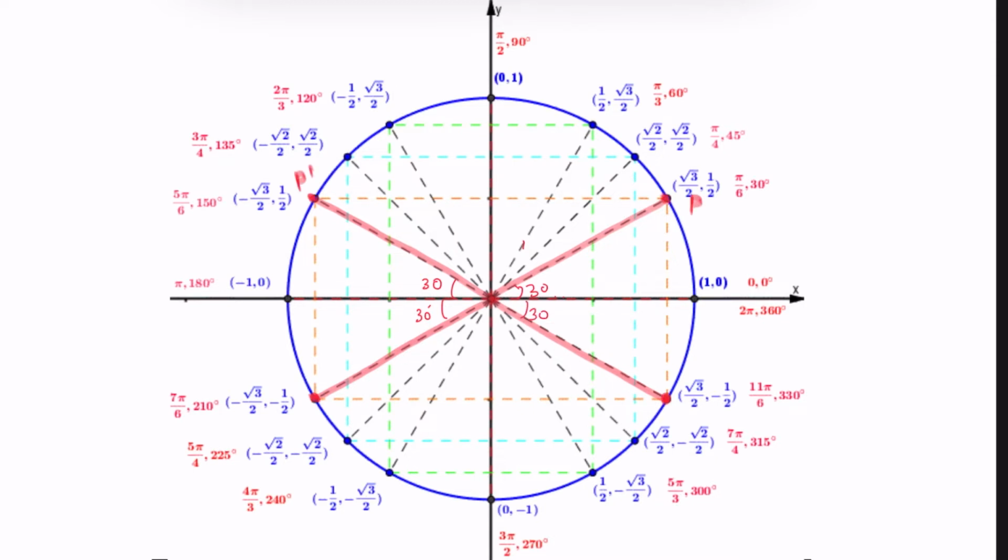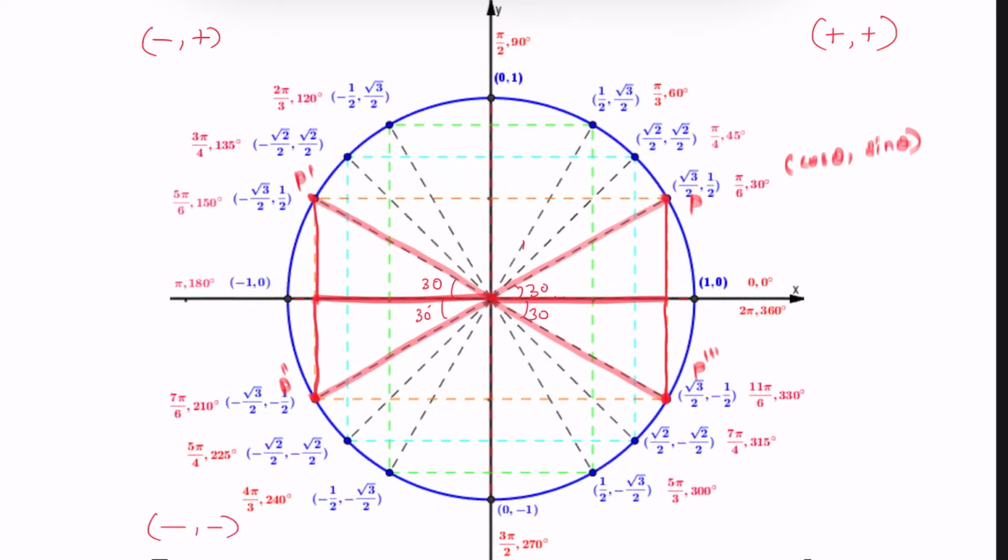P, P dash, P double dash, P triple dash. All these 4 points are reflections of each other on x and y axes. And these 4 right triangles are congruent. And we know that every point on this unit circle gives cos theta, sin theta values. And we know that in the first quadrant, both x and y coordinates are positive. In the second quadrant, x is negative, y is positive. In the third quadrant, both are negative. And in the fourth quadrant, x is positive, y is negative.